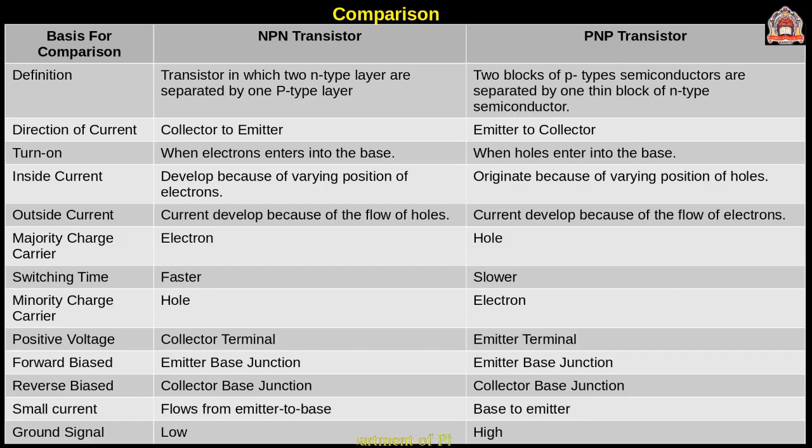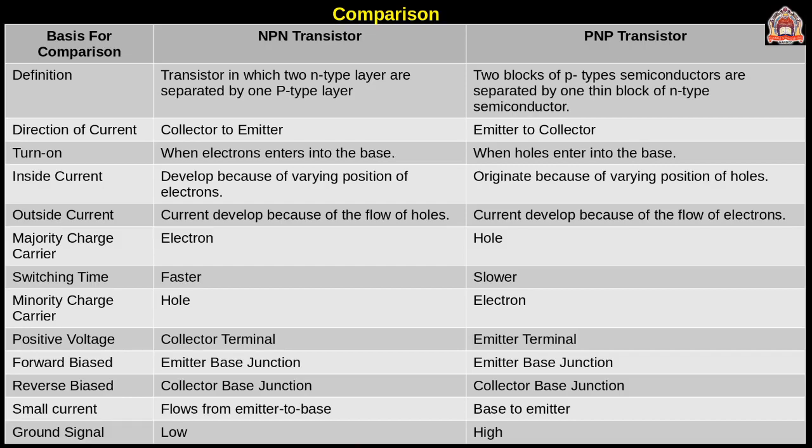Positive voltage is given to the collector terminal in the NPN transistor, whereas positive voltage is given to the emitter terminal in the PNP transistor. Forward bias is connected to the emitter base junction of both PNP and NPN transistors, whereas reverse bias is provided to the collector base junctions of both NPN and PNP transistors.